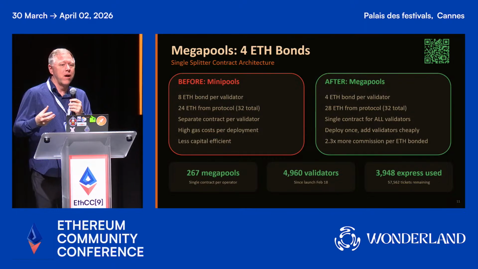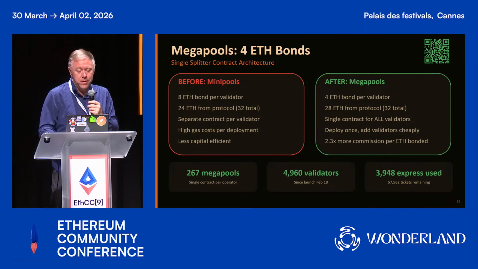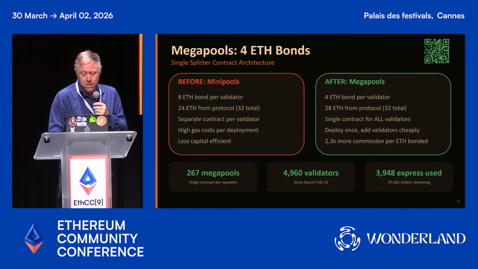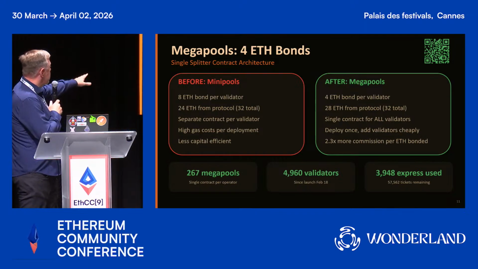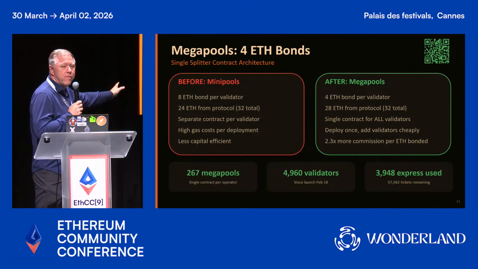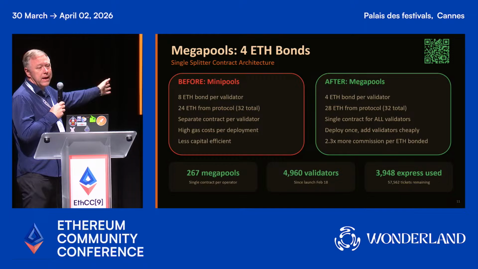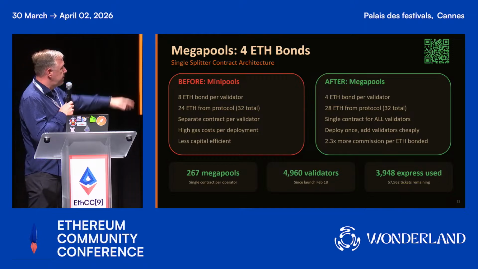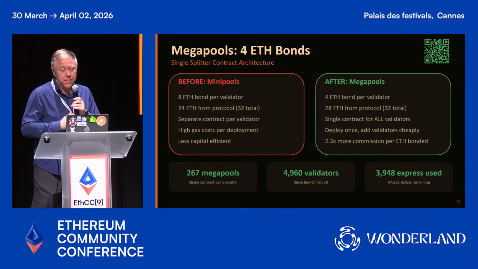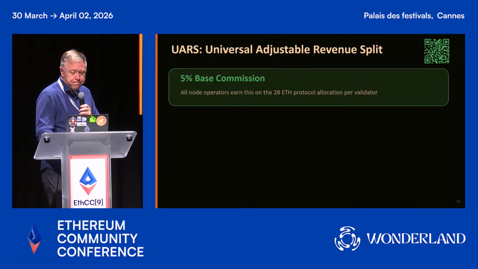So with one smart contract, you could have 1, 2, 3, 4, 32 ETH validators, each one of those requiring 4 ETH. And you can see since it launched, there were about 267 out of that 3,400 node operators that did convert and create megapools. And that produced about 5,000 32 ETH validators since the launch last month.